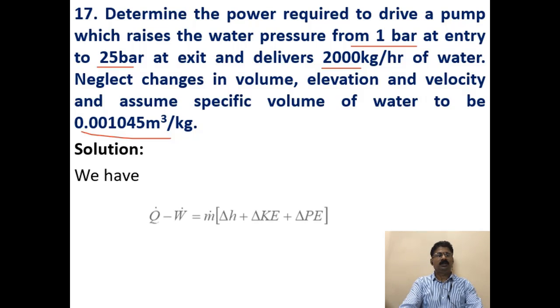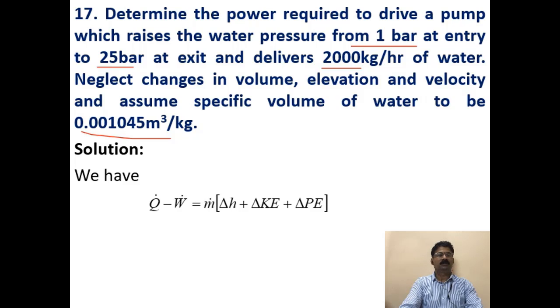So you have the first law equation, steady flow energy equation, Q dot minus W dot is equal to m dot into delta H plus delta KE plus delta PE. So here Q dot is equal to 0 because the water pump doesn't receive or give out any heat, and delta KE is 0, delta PE is 0. So what you are left with is W and m dot and delta H.